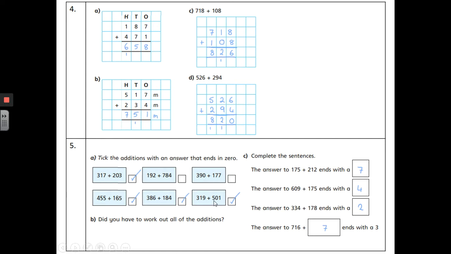And here you've got 1 and 9, so these ones you can look at just the ones column. You can add those numbers in your head. We all know our number bonds to 10. And you should be able to know that these are number bonds to 10.